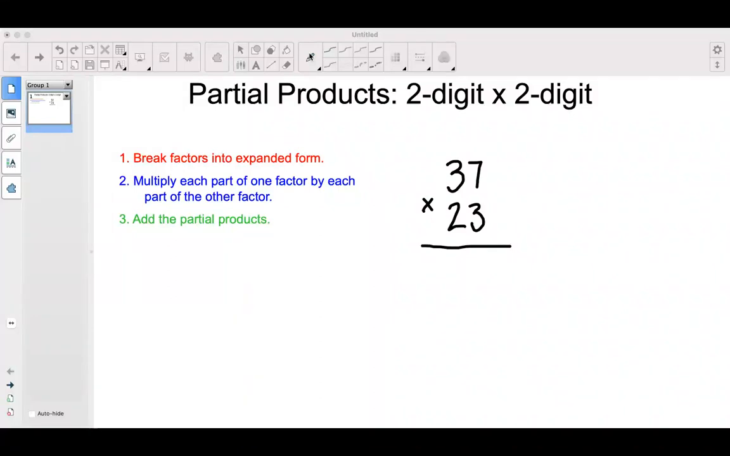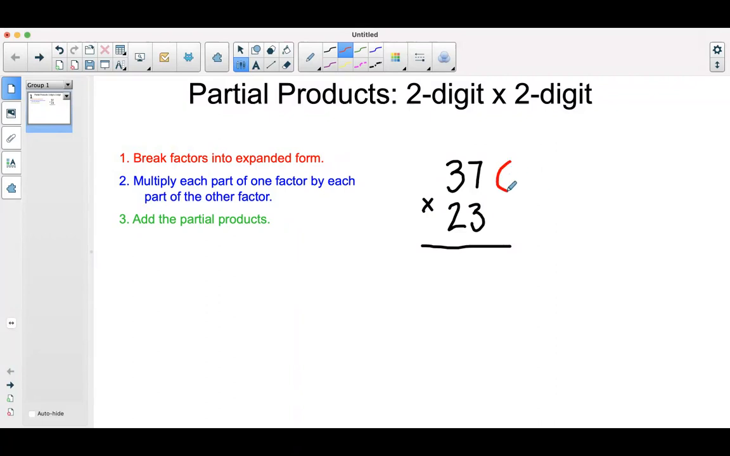Hi friends, today we're going to be talking through how to multiply a two-digit number times a two-digit number using the partial product strategy. So we have our steps listed over here on the left, and step 1 reminds us that we need to break our factors into expanded form.